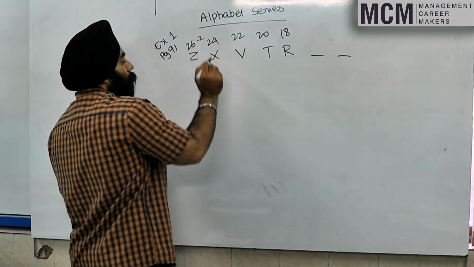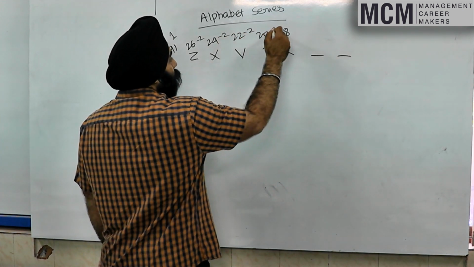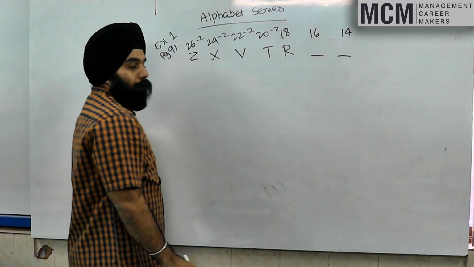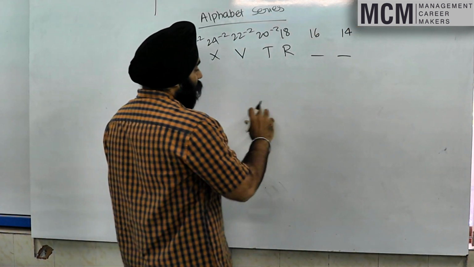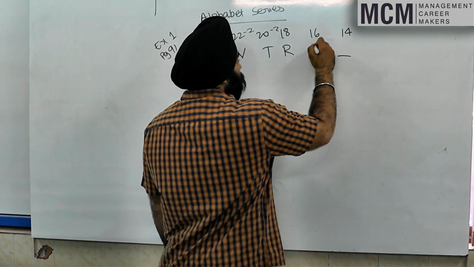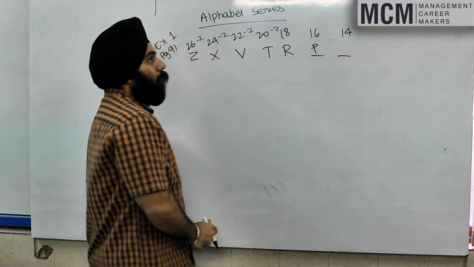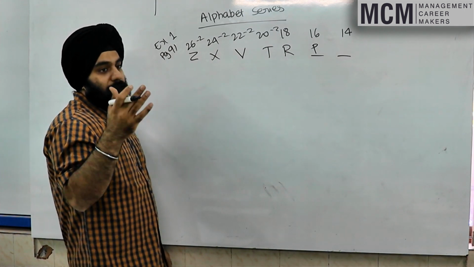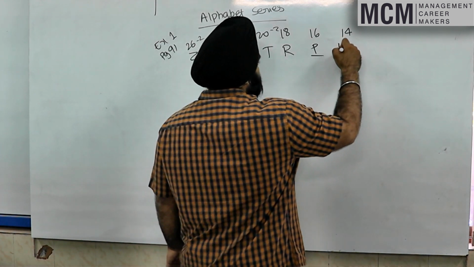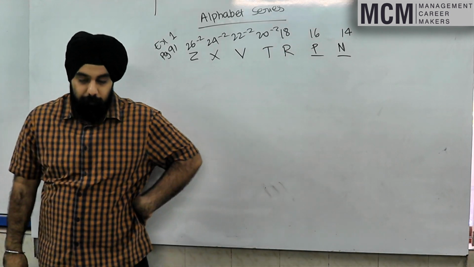26 minus 2 is 24, 24 minus 2 is 22, minus 2, minus 2. The next two numbers will be what? 16 and 14. Right? Again, remembering EJOT: O is 15, P is 16. And 14 is what? LMNO, so N. So your answer is P and N.